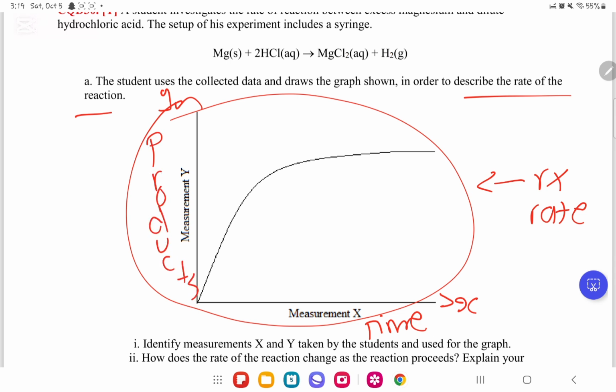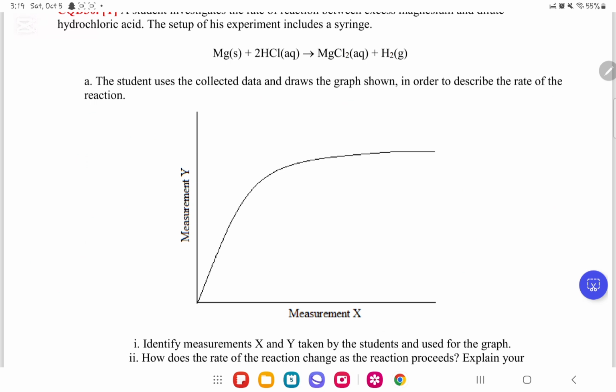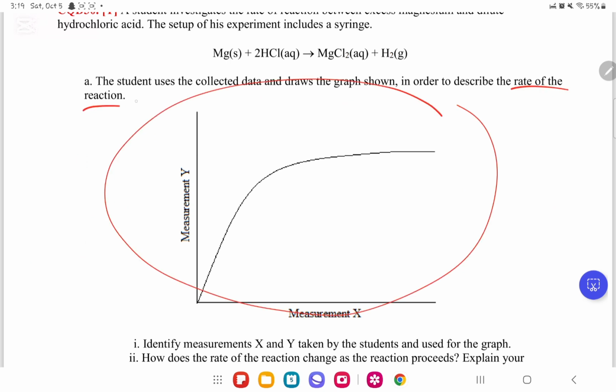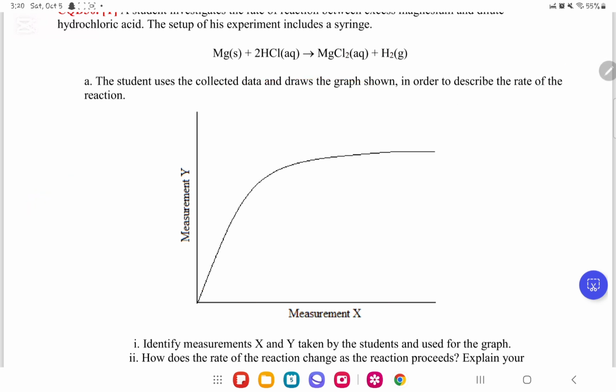But what products to be specific? Since he is including a syringe, he is collecting gas. So the product to be included here is a gas. And with the syringe, he is measuring the volume of produced gas. So again, this is the rate of reaction. In the rate of reaction, measurement x is the time, and measurement y is the products produced. Now here he is including a syringe, so he's measuring the volume of the produced gas. So that's it for A one.